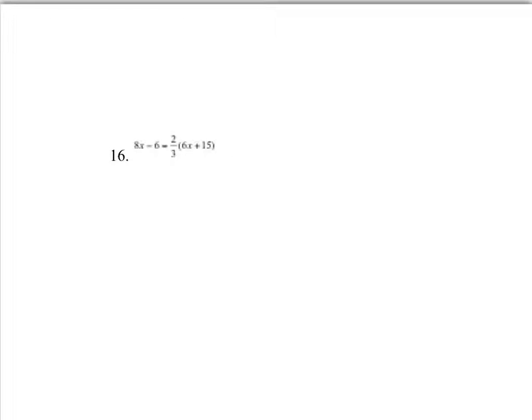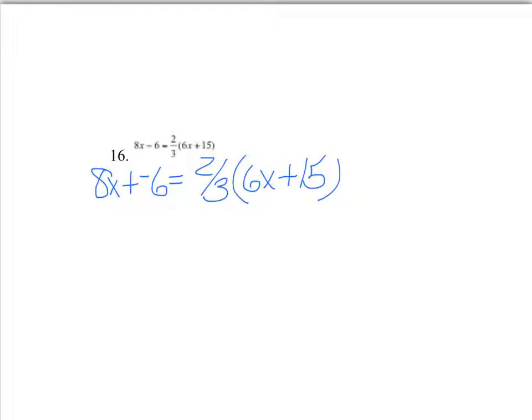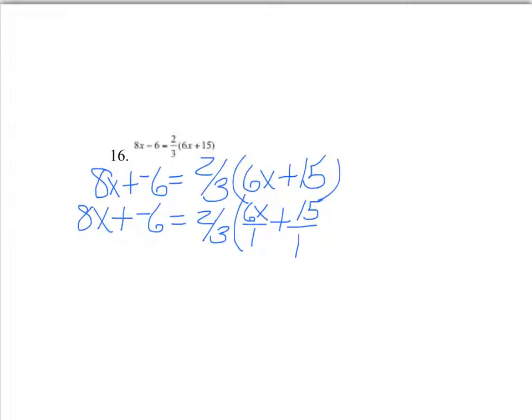So here it's a little bit fuzzy, but we're going to take our time here. I'm going to rewrite the problem. 8x plus negative 6 equals 2 over 3 times 6x plus 15. What you want to do here is you actually want to distribute the 2/3 through the parentheses. So 8x plus negative 6 equals 2/3 times 6x over 1 plus 15 over 1.